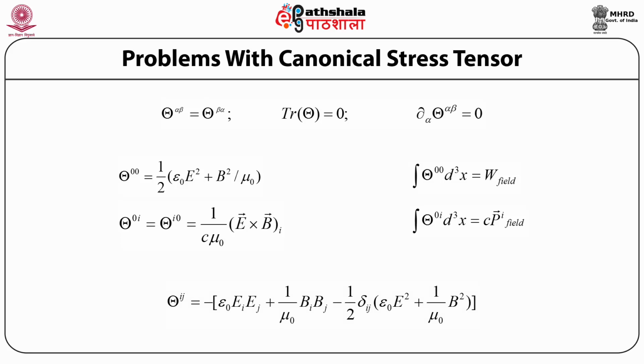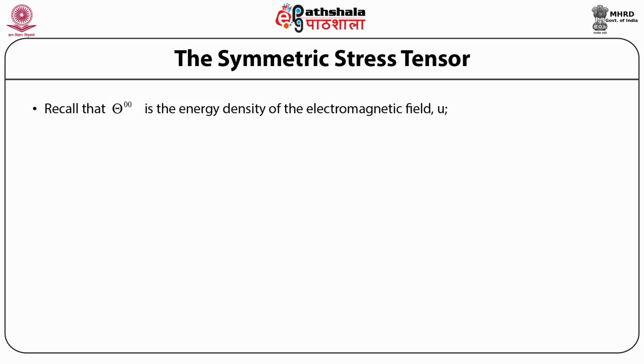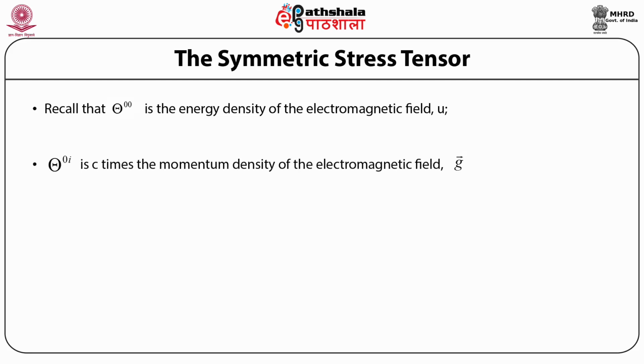Phi ij equals minus epsilon naught Ei Ej plus 1 divided by mu naught Bi Bj minus half of delta ij into epsilon naught E square plus B square by mu naught. Recall that phi 0 0 is the energy density of the electromagnetic field. Phi 0 i is c times the momentum density of the electromagnetic field. Phi ij is the negative of Maxwell's stress tensor Mij.